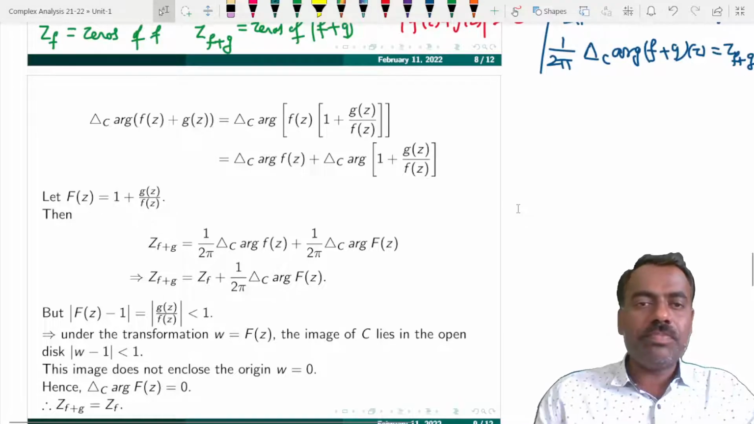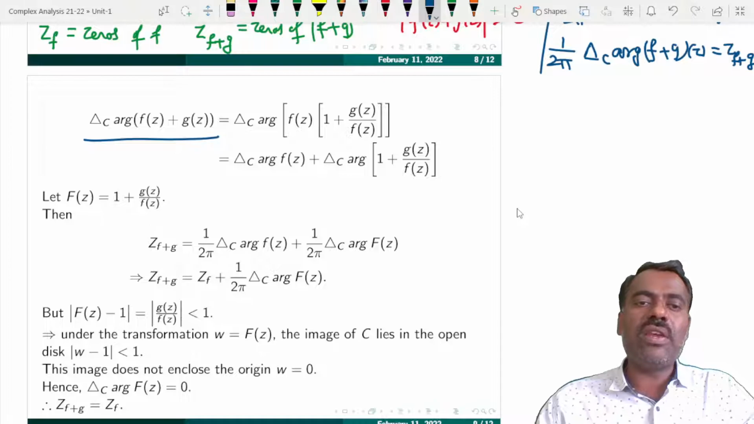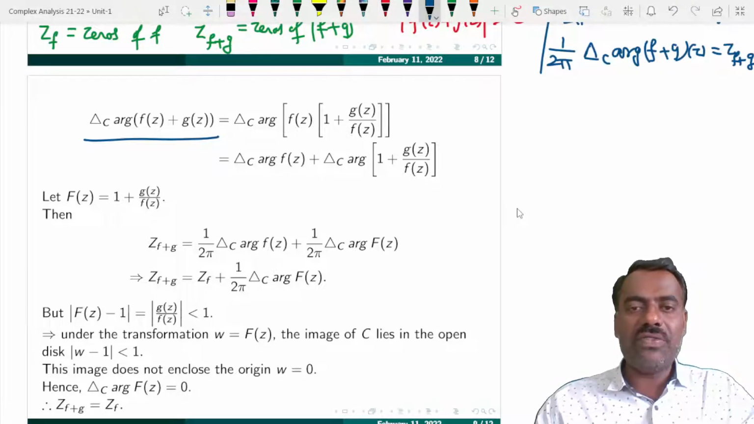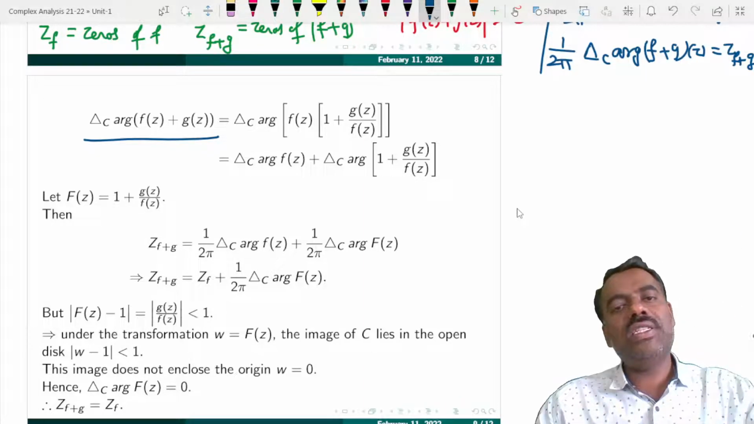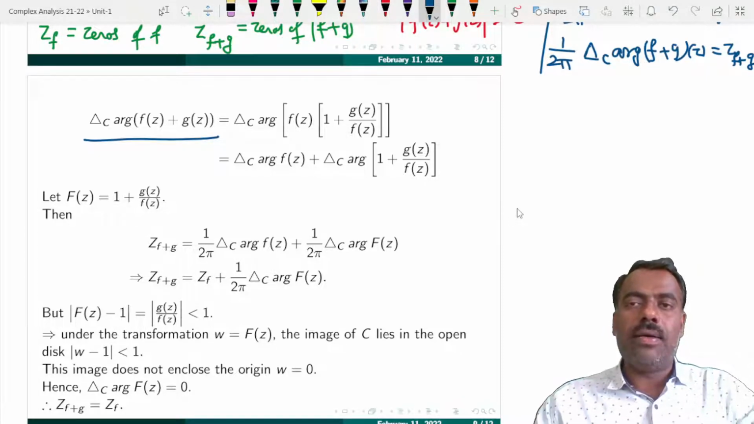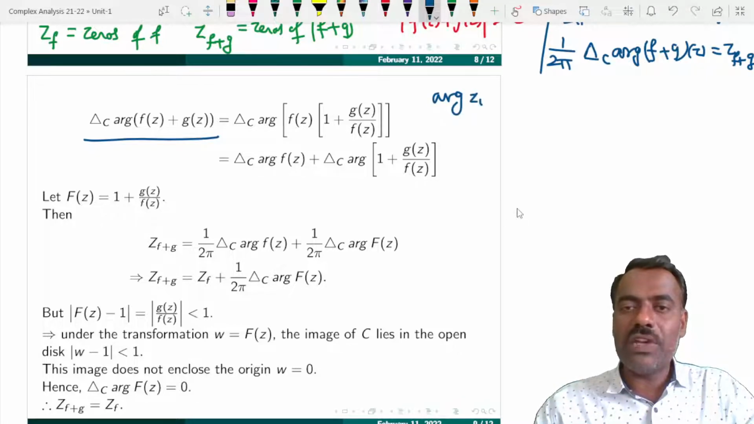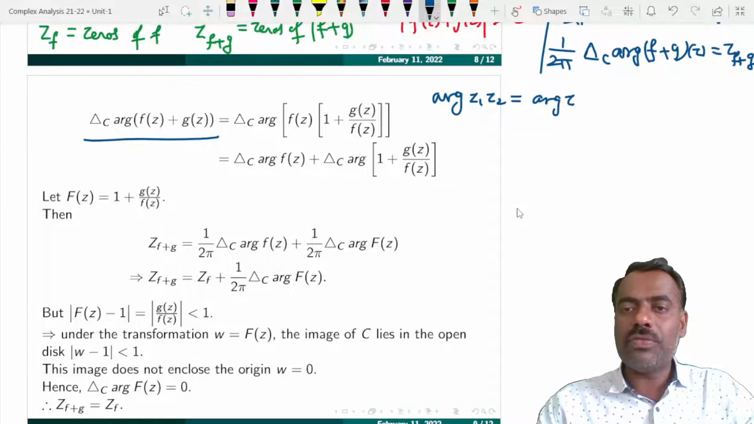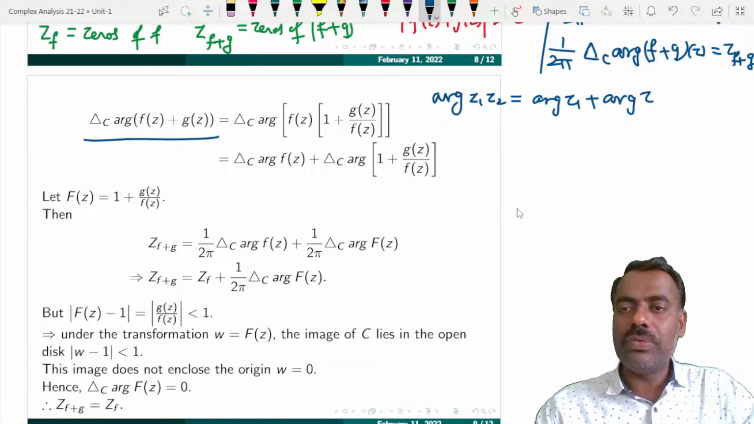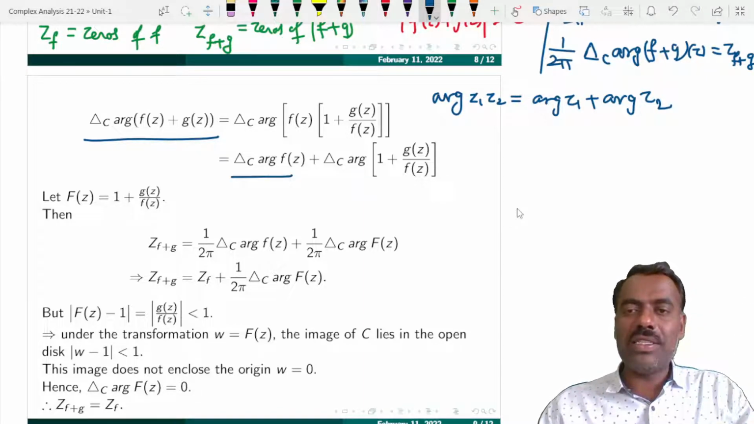Okay, then we'll try to simplify this part, that is the change in argument of f of z plus g of z. You simply take out f of z common, because on C, f of z and g of z both are non-zero, so I can take f of z outside, it is 1 plus g of z by f of z. Then by applying the fact of argument of product of 2, that means using the fact that argument of z1 z2 is argument of z1 plus argument of z2, this is same as, therefore the difference is same as difference of these two.